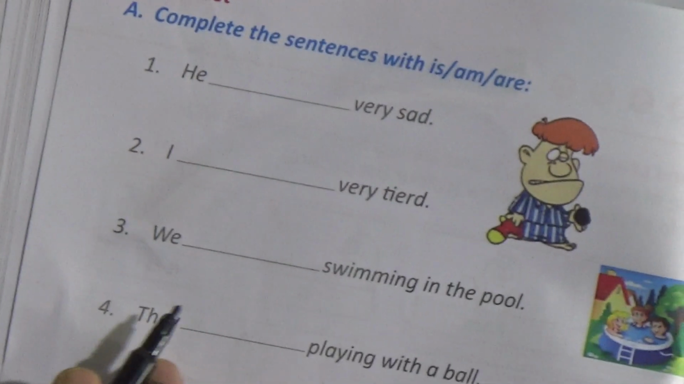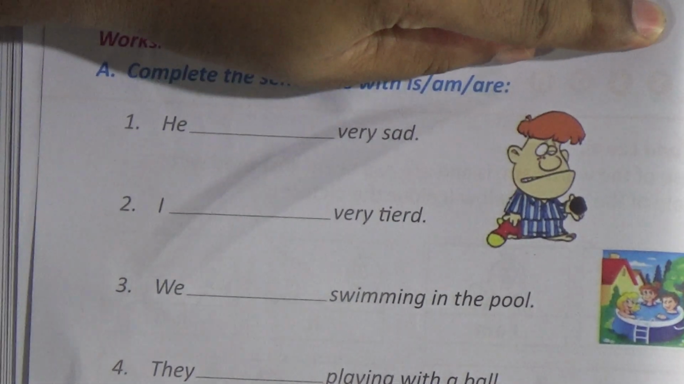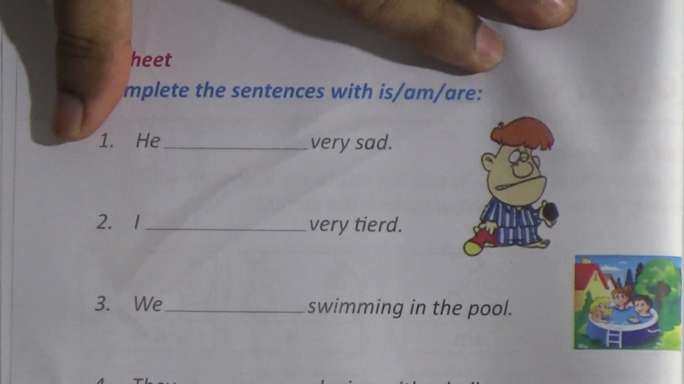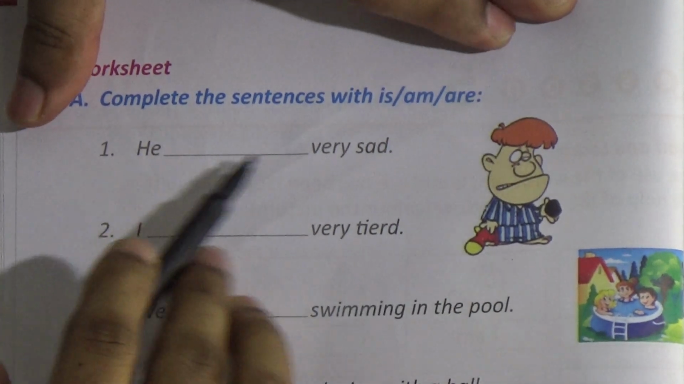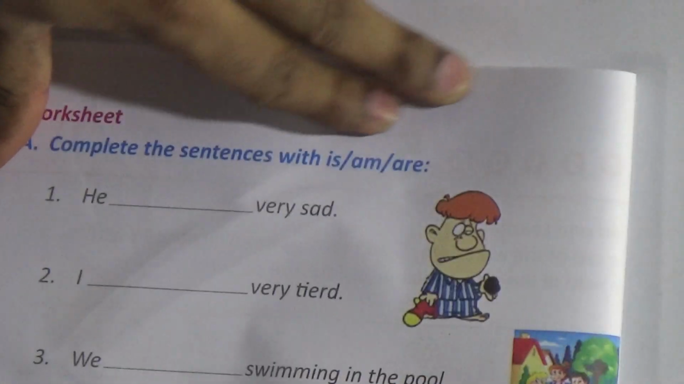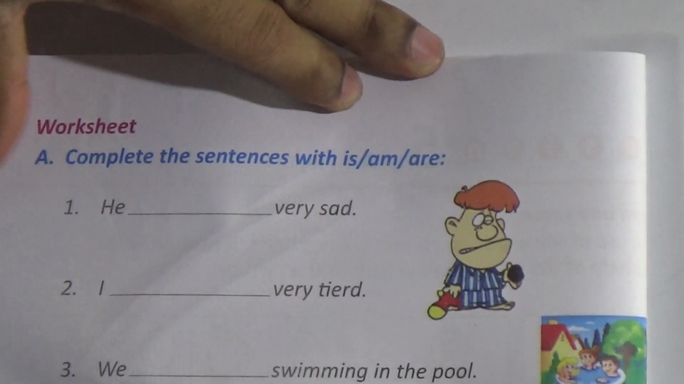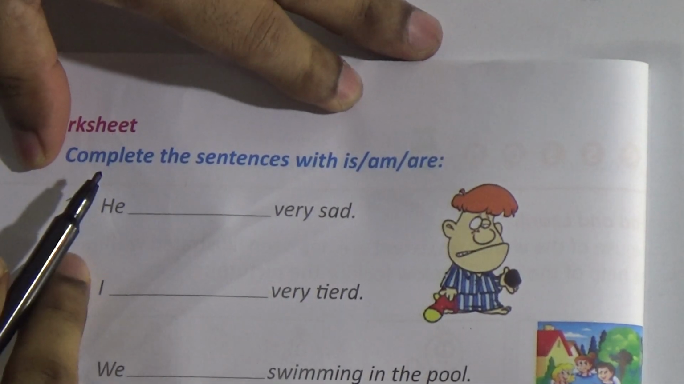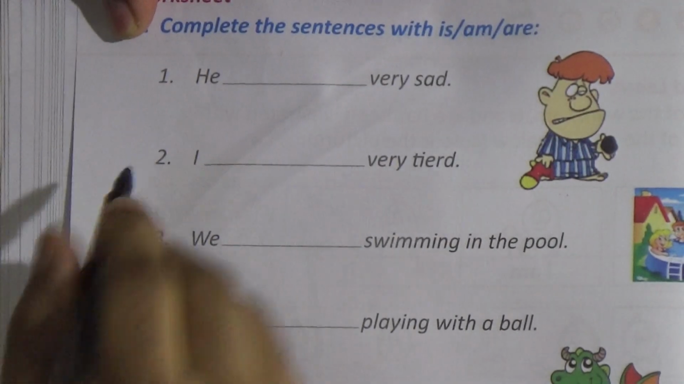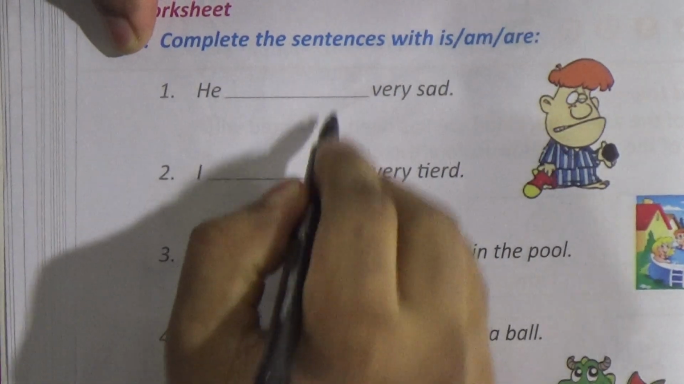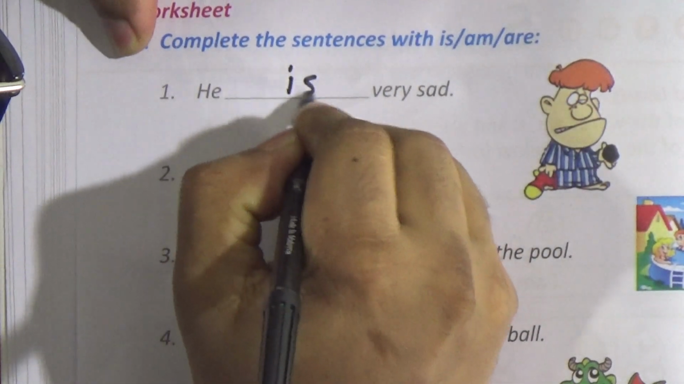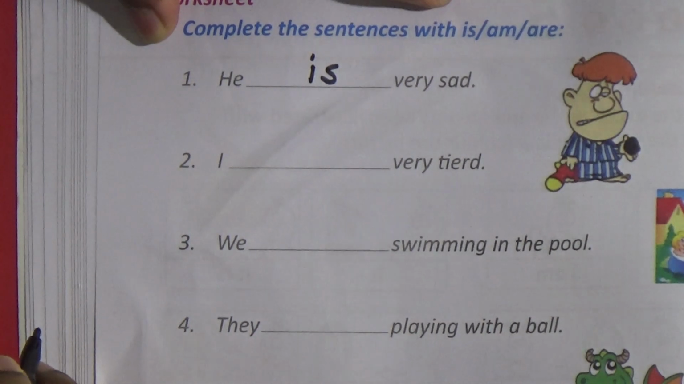This is the worksheet. We will do the worksheet because this grammar is very important. Okay, you will go to page number 28 in the book, and we will do the worksheet. Look, complete the sentences with am, is, are. So as I have told you before, after he, we have to put is. So here, he dash very sad. So he is very sad.